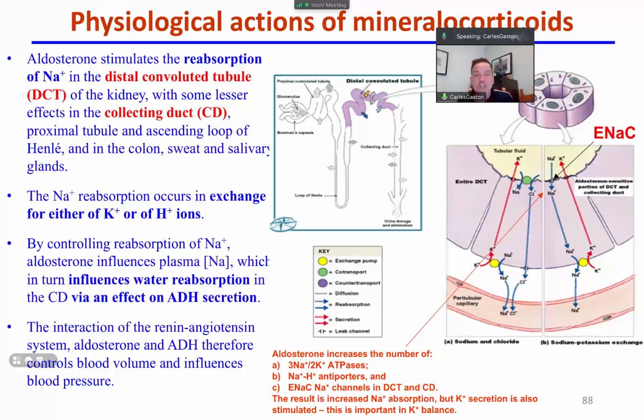So the interaction of the renin-angiotensin system, aldosterone, and ADH therefore controls blood volume and influences blood pressure. Now, guys, remember ADH. ADH, antidiuretic hormone, or arginine vasopressin, is another hormone from the posterior pituitary which influences obviously the electrolyte balance.